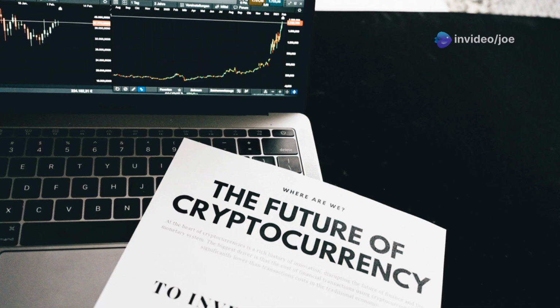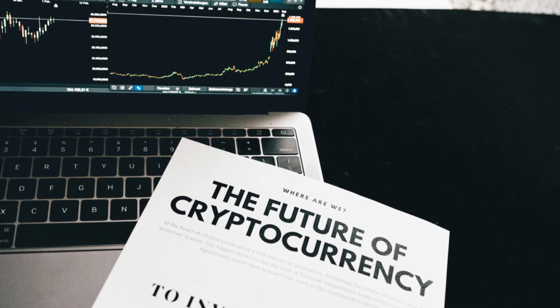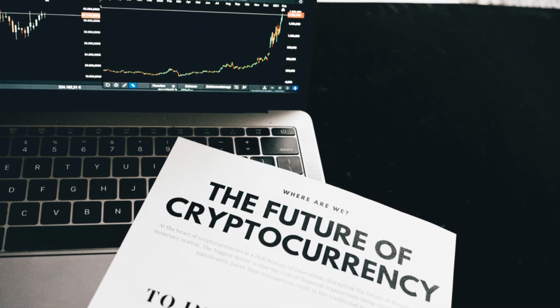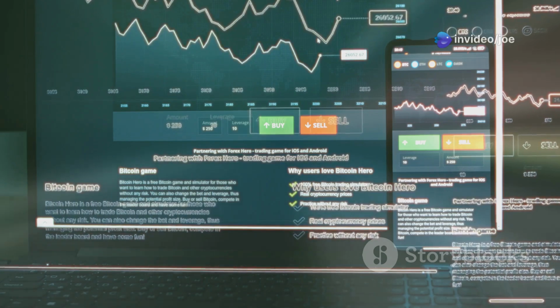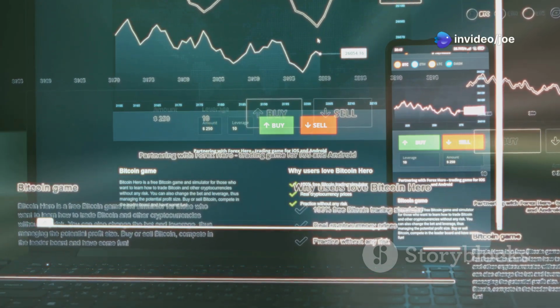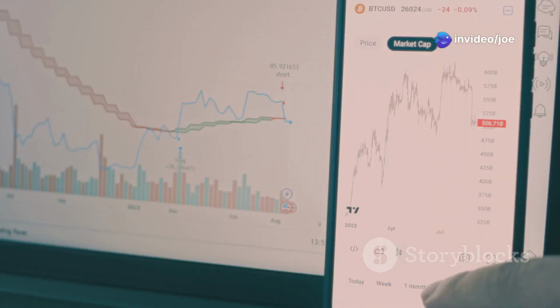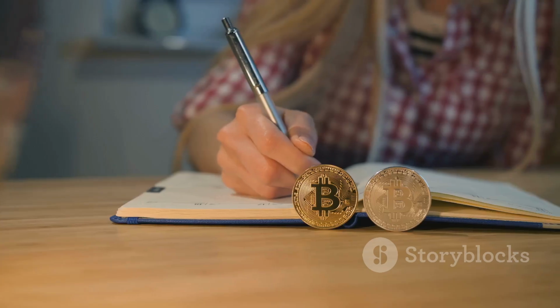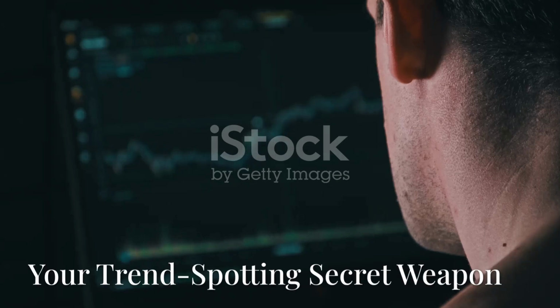Whether you're just starting out or you're a seasoned pro, these tools can help you make smarter, more informed trading decisions. We're going to cover 5 of the most popular and effective indicators: moving averages, RSI, Bollinger Bands, MACD, and Fibonacci retracement. So grab your notebooks, let's get started.